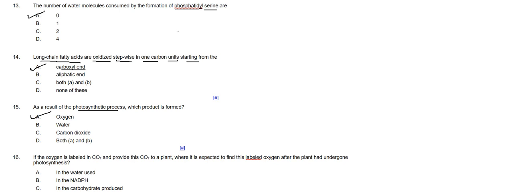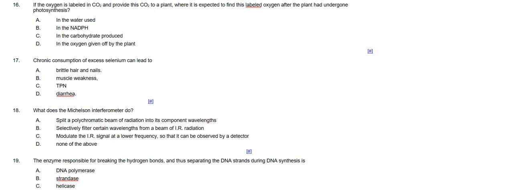Number 16 is, if the oxygen is labeled in CO2 and we provide this CO2 to the plant, where is it expected to find this labeled oxygen after the plant has undergone photosynthesis? This question we have already done: when the CO2 is labeled, after photosynthesis the labeled CO2 will be seen in carbohydrate. Okay, this is a repeat question.